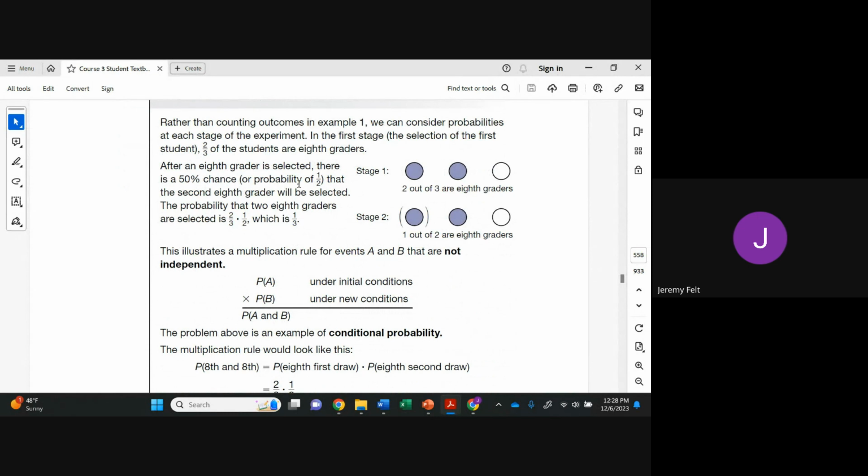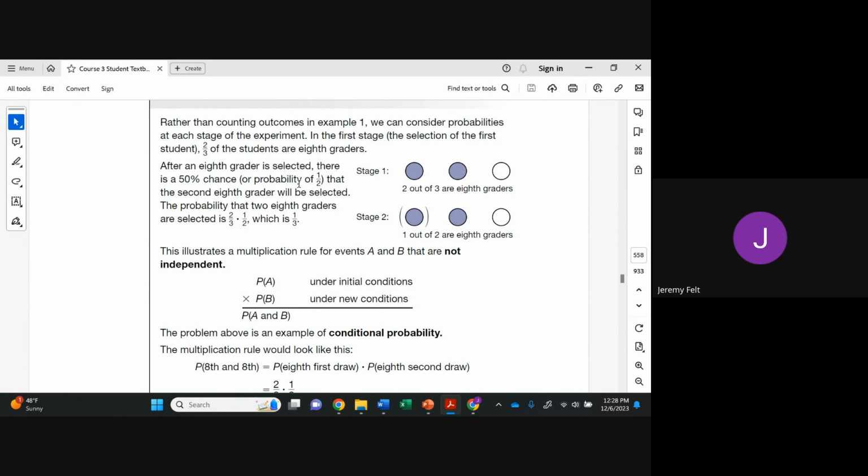Rather than counting outcomes as in example 1, again, the sample space is helpful if it's 3 or 4 possible different outcomes. But if we're talking about 50 outcomes and 5 different events, we probably don't want to draw out 5 million possibilities or something like that. So we can consider probabilities at each stage of the experiment.